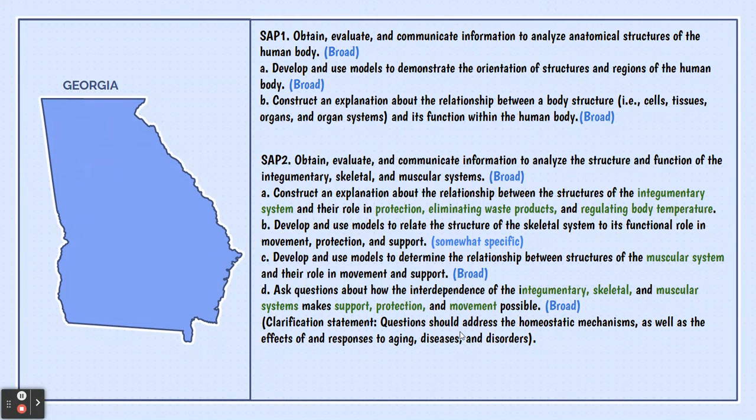But then if you go down to SAP2, there are some somewhat specific standards based on different body systems. So B over here, B, develop and use models that relate to the skeletal system, movement, protection, and support. So that's somewhat specific. And then over at D, they add the integumentary system, which is your skin, the skeletal muscular system, and then how do those 3 support, protect, and move. Now, the way I actually teach this course is each one of those has their own 3-week section. So in 3 weeks, I'm covering standard SAP2D, which seems kind of silly.